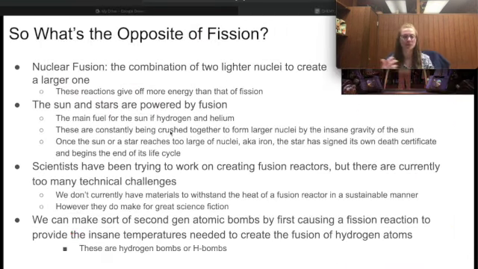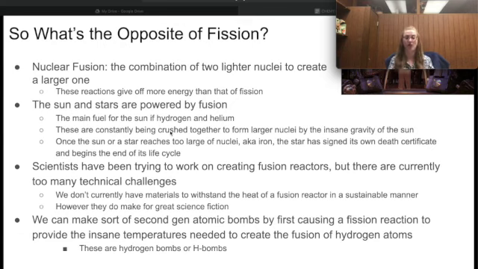So we talked a little bit about fission. What's the opposite of fission in the end? Well, nuclear fusion is the combination of two lighter nuclei to create a larger one. These reactions give off more energy than that of fission. I think it's about 1,000 times more powerful in certain cases. Things like the sun and stars are powered by fusion. The main fuel for the sun is hydrogen and helium. These are constantly being crushed together by the insane gravity of the sun, so that they form larger nuclei.